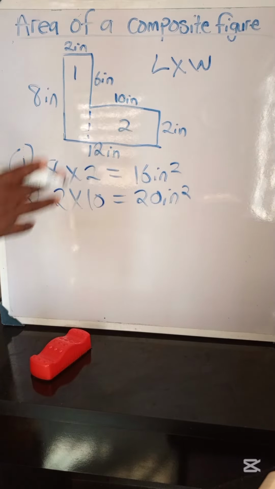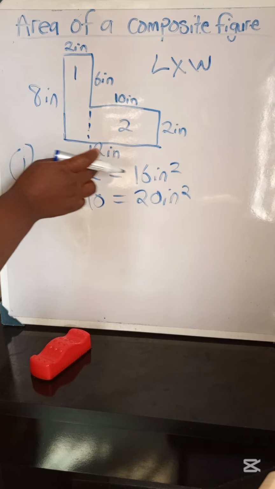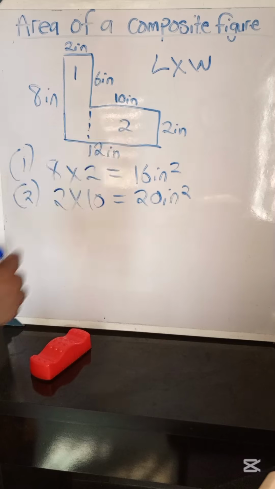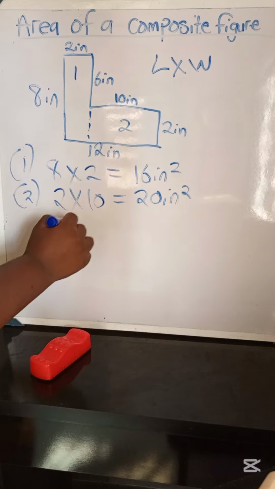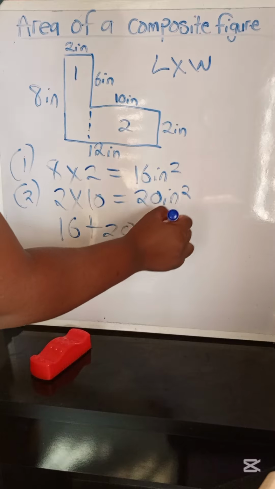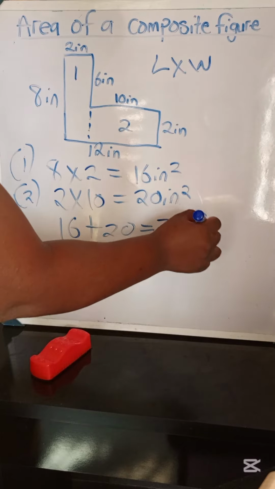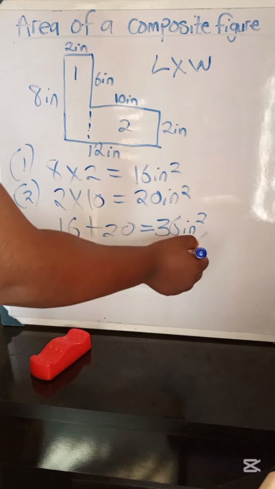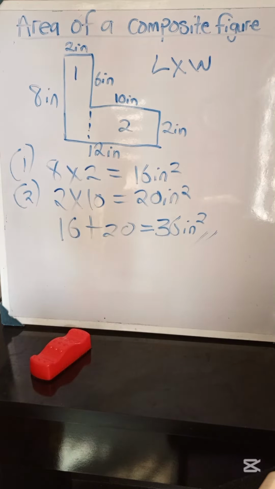Now to find the total area of this composite figure, we're going to add the two areas of the two rectangles. That is, we're going to have 16 plus 20, which is equal to 36 inches square units. Now this is how you find the area of a composite figure.